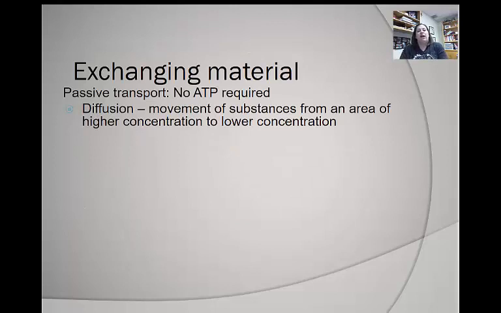All right, so now we're going to switch gears a second. We've reviewed the organelles. Now let's look at how the cell exchanges materials. How do things move in and out of the cell? And again, this should be review.